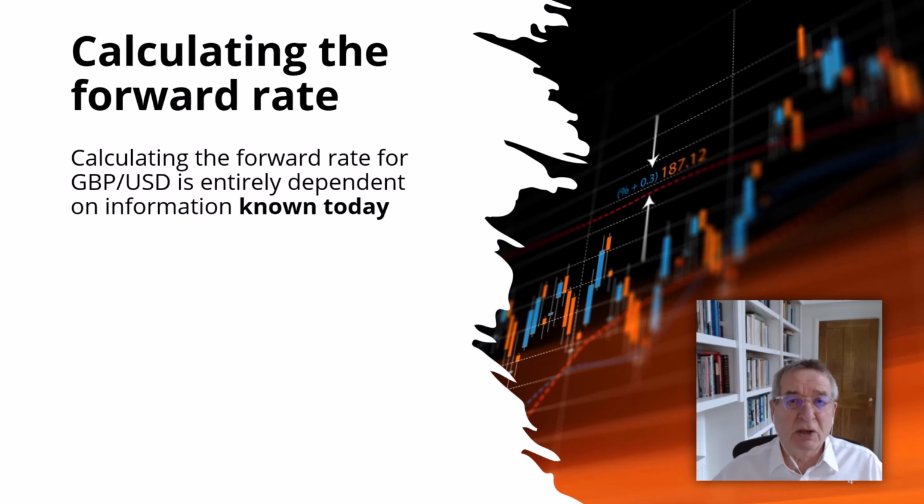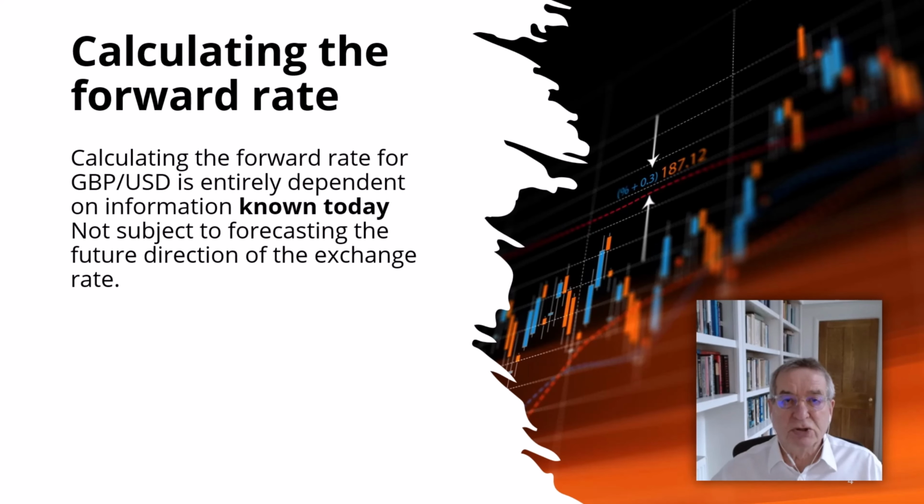When the customer wants this forward and calls the bank, the bank will be able to quote a specific forward rate. In this case, it would be a 1 year GBP USD forward. So how would that rate have been calculated so that the bank can then quote it? The first thing to notice is that it is entirely dependent on information which is known today. There is no forecasting, no crystal ball gazing as to what the rate might be in 1 year's time. It is entirely dependent on information which is available right now.